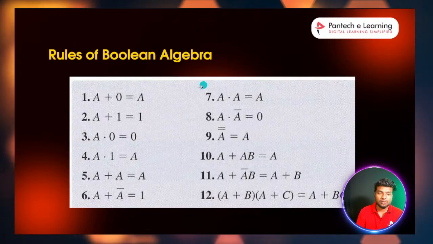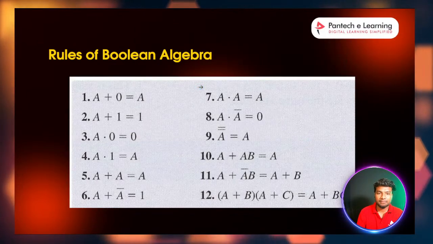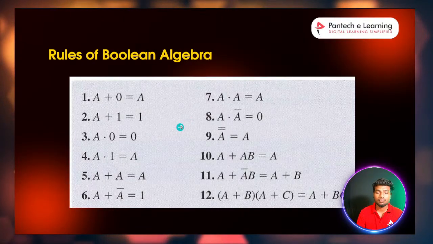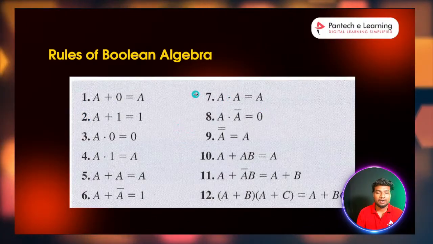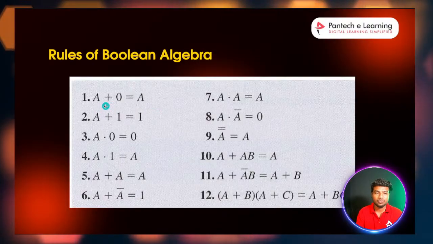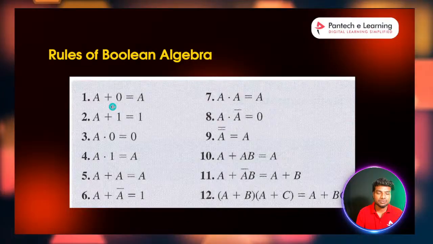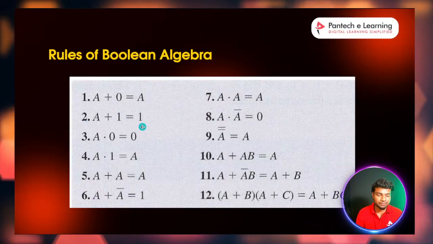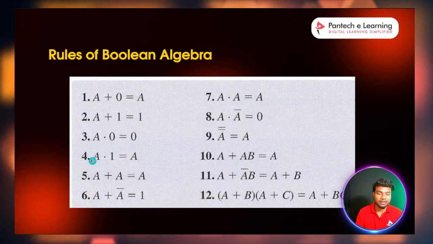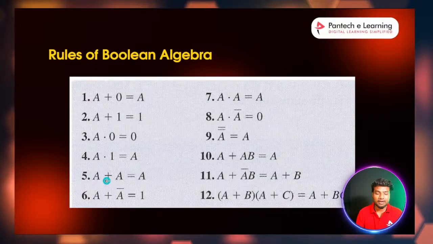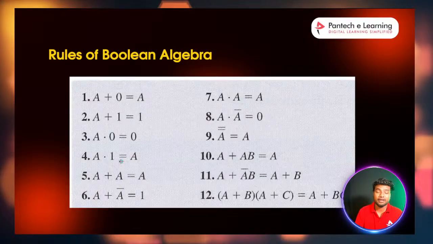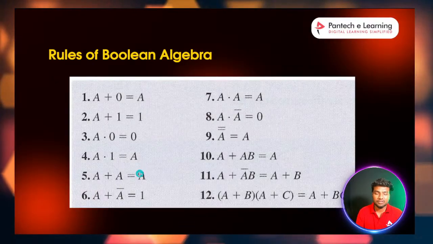These are the rules of Boolean algebra. I think you may have studied them in school and college days, but they are very important, so keep them in mind. These are the basic rules. A or 0 is A, A or 1 is 1. Thank you for your response, Narayan Murthy. And A and 0 is 0, A and 1 is A. And if you do the OR operation of A or A, you will get A. This is a rule you have to follow.